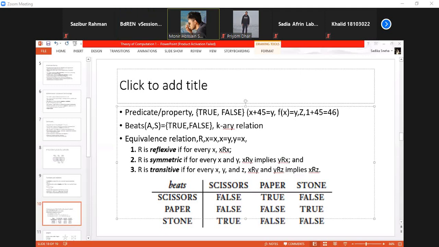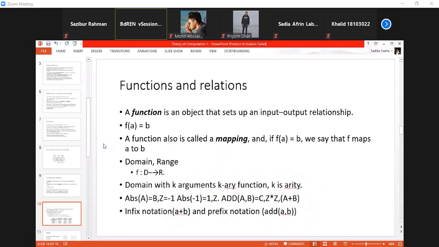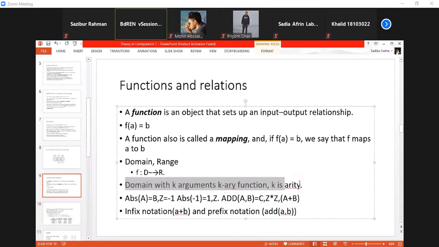Okay, is there any confusion related to these things? Yes, ma'am. Tell me what the confusion is. Ma'am, what is this k-ary relation? I assumed that you understood the k-ary function part. Did you understand this thing?